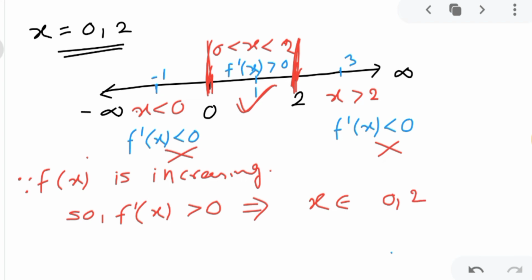Correct? Since it is telling increasing, you can include these values. Okay? Correct? So this will be our answer. Okay? So I hope you understood. I explained in detail, step by step.